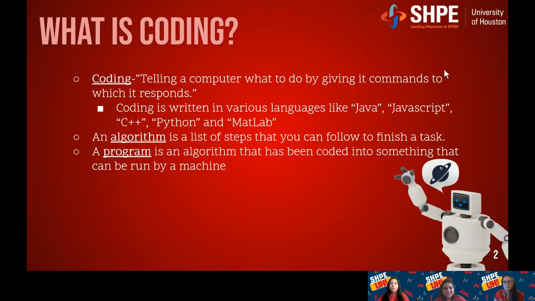Okay, so to start us off, we're going to talk about what coding is. Coding is telling a computer what to do by giving it commands to which it responds. Coding is written in various languages like Java, JavaScript, C++, Python, and MATLAB. An algorithm is a list of steps that you can follow to finish a task, and a program is an algorithm that has been coded into something that can be run by a machine.